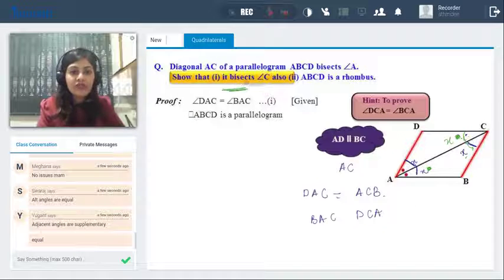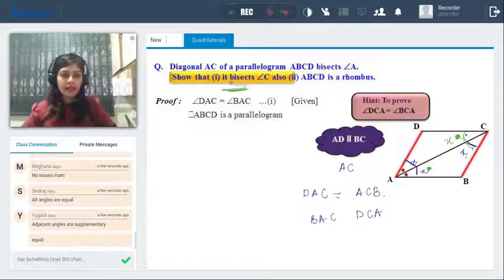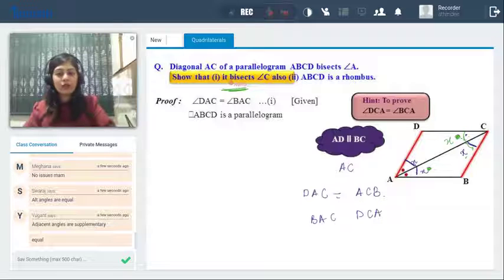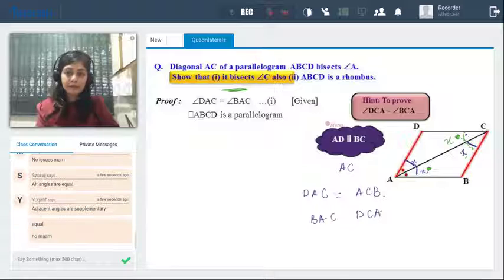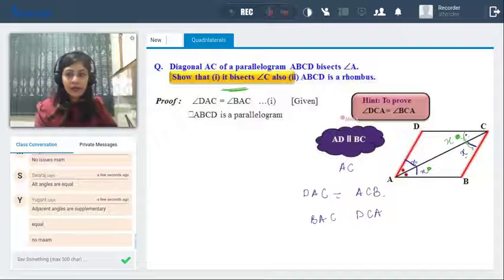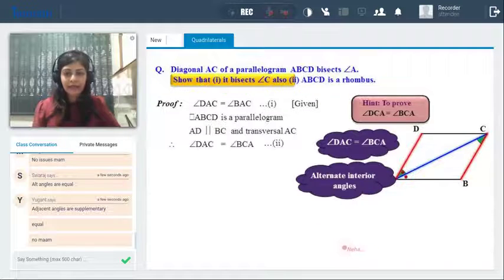Anyone, any issues with the first part of the sum? I'm going to quickly take you through the steps, but does anyone have any issues with how we can solve this sum? Okay, all right. So students, let's move ahead. Let's quickly move ahead to the second part.